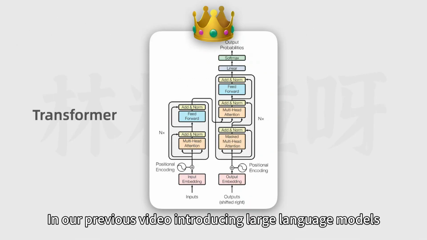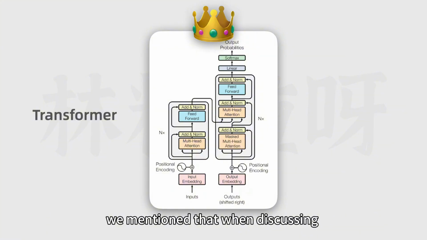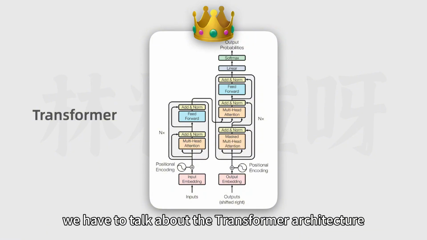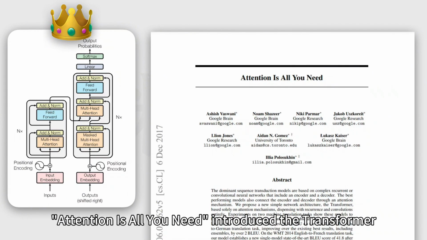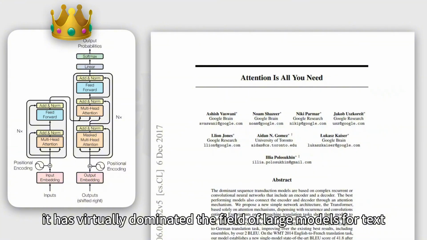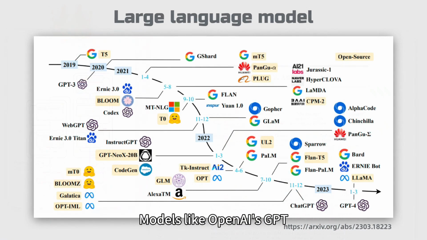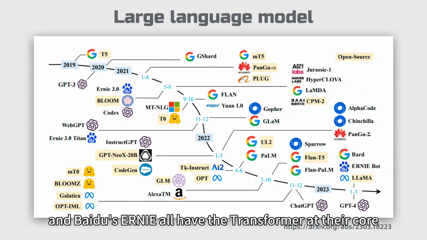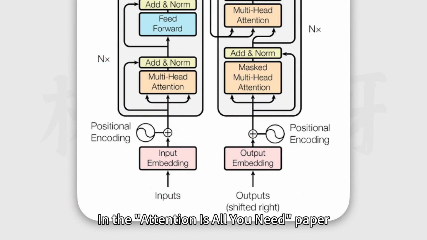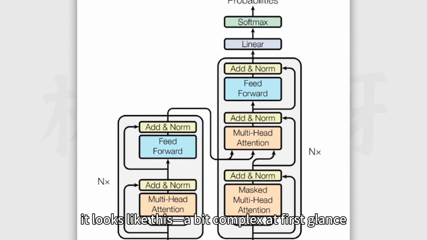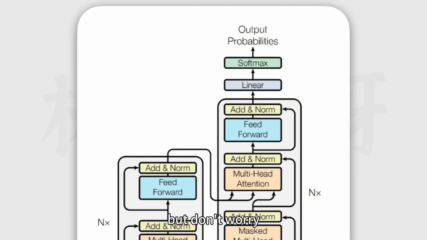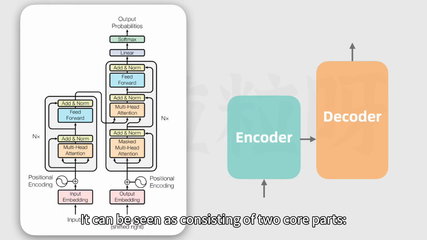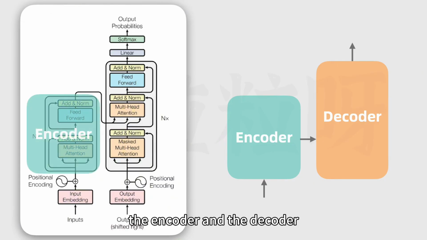In our previous video introducing large language models, we mentioned that when discussing their technical principles, we have to talk about the transformer architecture. Since the 2017 paper Attention is All You Need introduced the transformer, it has virtually dominated the field of large models for text. Models like OpenAI's GPT, Xinhua's GLM, and Baidu's Ernie all have the transformer at their core. In the Attention is All You Need paper, it looks like this, a bit complex at first glance. But don't worry, it can be seen as consisting of two core parts, the encoder and the decoder.